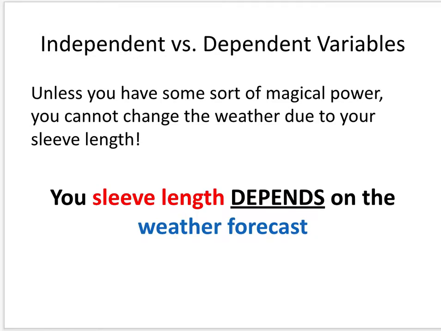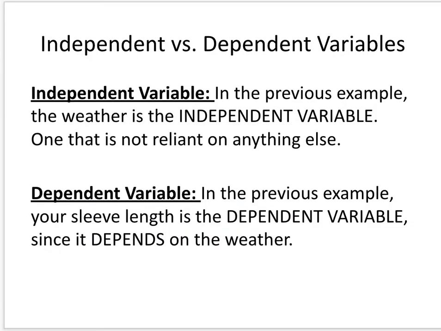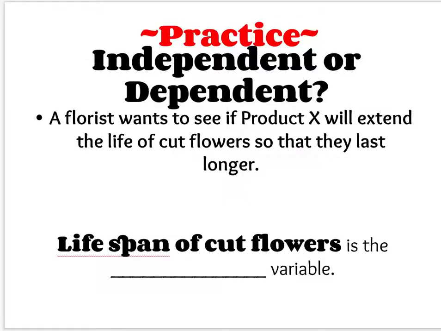So your sleeve length depends on the weather forecast. Independent versus dependent variables. Independent variable. In the previous example, the weather is the independent variable, one that is not reliant on anything else. That just happens. The weather just happens. Dependent variable. In the previous example, your sleeve length is the dependent variable. It happens because of something else. So it depends on something else.